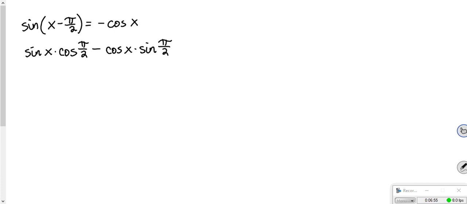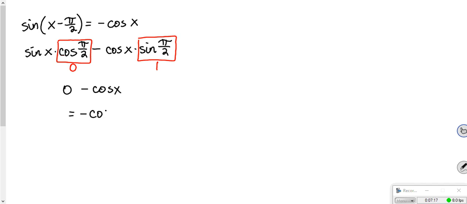Now, once again, cosine pi over 2 gives me a big fat 0. Sine of pi over 2 is 1. So all that leaves me with is 0 minus cosine x, which is just negative cosine x. Okay, pretty straightforward, I think. Now, next one. Here's my number 10.